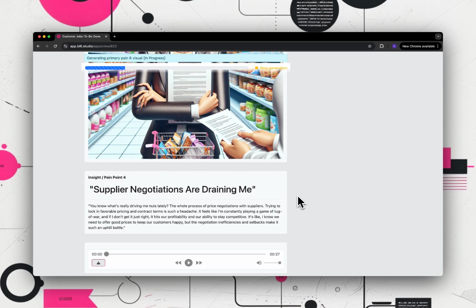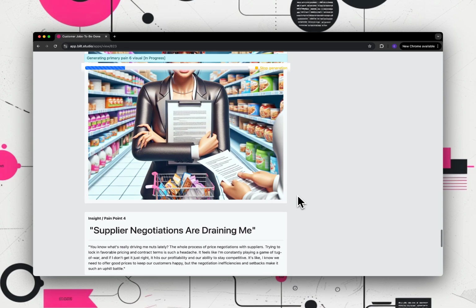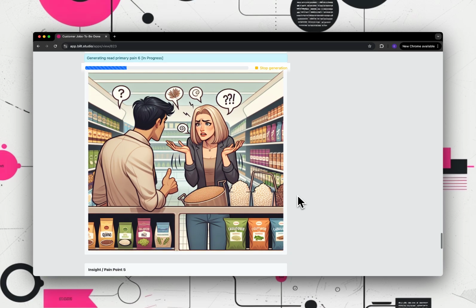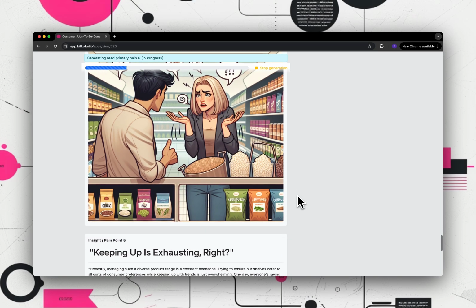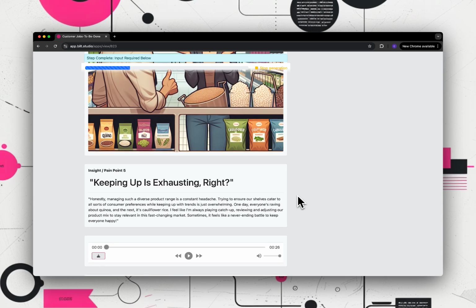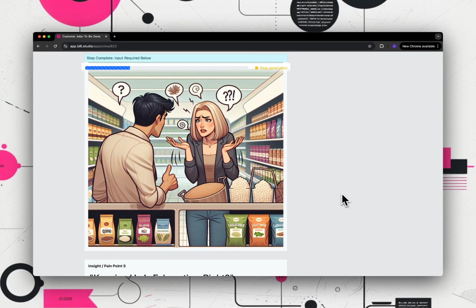This one is about negotiations, so I can approach this with transparent pricing, for example. Keep up is exhausting. Let's see what this says. Okay, so managing a diverse product range to ensure that the shelves cater to all sorts of customer preferences is overwhelming. So that's really specific to a retail buyer category manager.